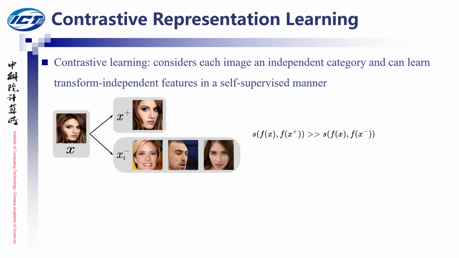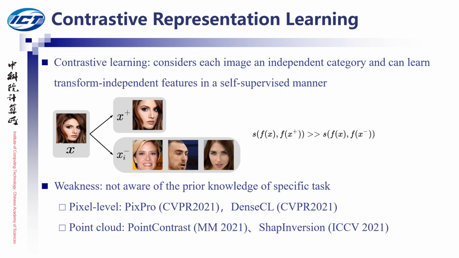Contrastive learning holds the key to most sought-after self-supervised learning methods. They treat each image as an independent category and can learn transform-independent features in a self-supervised manner. Despite the great success, such representations are often suboptimal for specific downstream tasks because they are unaware of the domain-specific prior knowledge. Therefore, researchers have set specific auxiliary tasks for different downstream tasks.